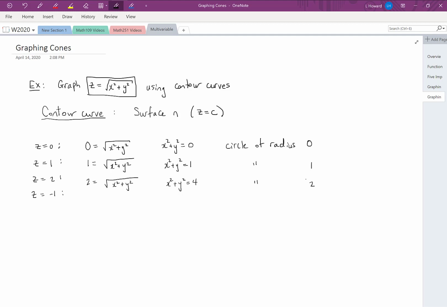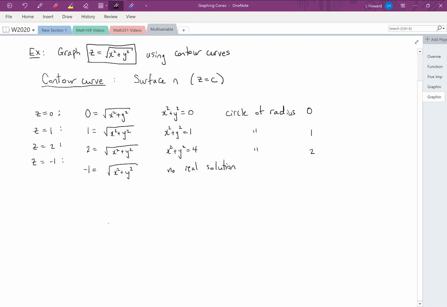All right, so let's try a negative z value. If we plug in something like z equals -1, we'd have -1 equals the square root of x squared plus y squared. That equation has no real solution, and we're only interested in real number solutions in multivariable calculus. That tells us there are not going to be any points on the surface corresponding to z equals -1. So let's see how we can use these contour curves to graph our surface.